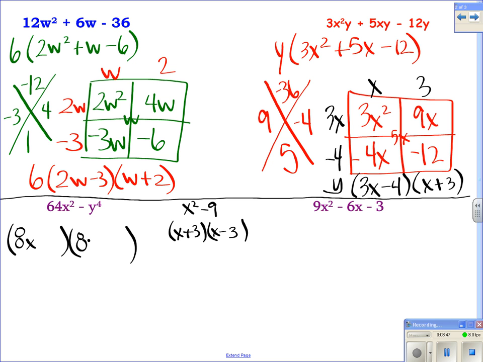8x, and then y squared. 1's plus and 1 is minus. So no x required on that one. If you have two terms, see if you can square root both terms. If this was a plus, what would your answer be? Not factorable or prime. Okay.